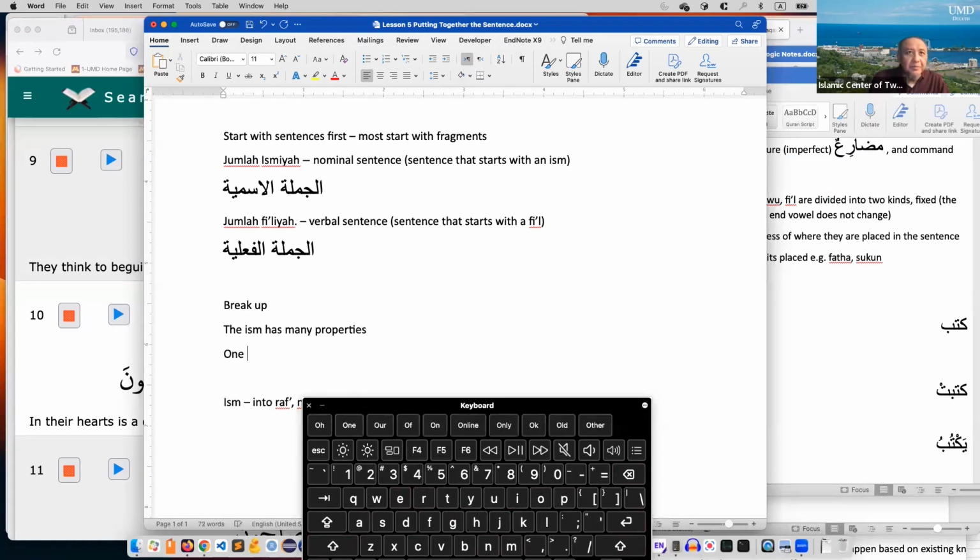One of the properties is that it has what I'm going to call the status. Okay, I'm going to call it the status. What is the status? What does that mean? So the status, let me see if I can find the Arabic version.